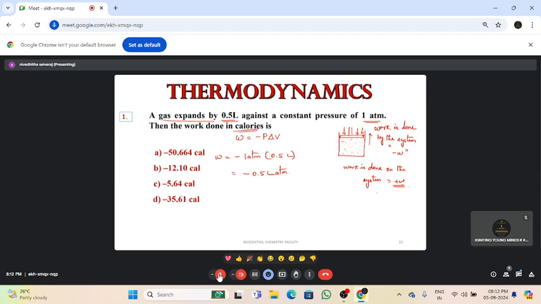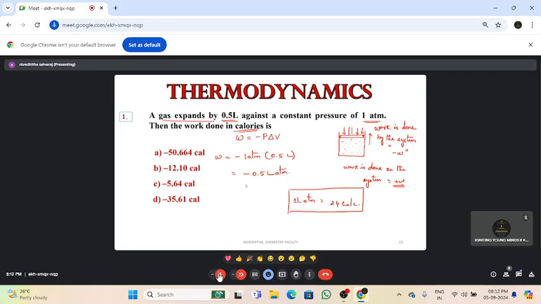Do you know the conversion from 1 liter atmosphere to calories? 1 liter atmosphere is equal to 24 calories. So we have only 0.5 liter atmosphere. So what will be the answer? Half of 24 is 12, minus 12.10. Very good. Yes. So the answer is minus 12.